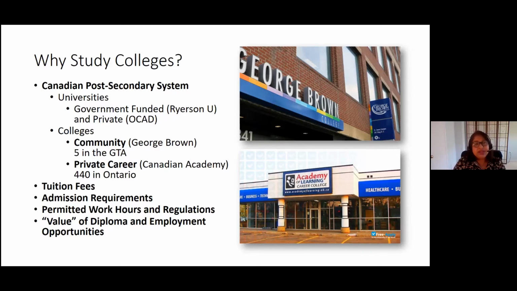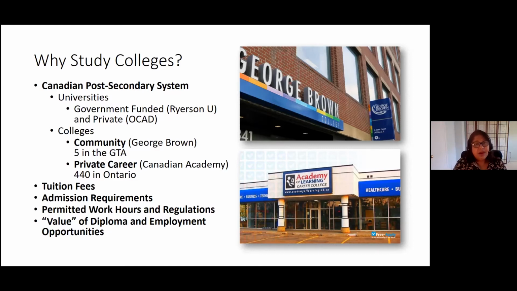Last but not the least, the permitted work hours and regulations. We found that although it is stipulated that you can work 20 hours per week, it is more regulated under the community college system compared to private college systems. So if you know about the truck driver who was caught on the 401 highway coming from Montreal to Toronto, he was going through a truck driving school, and he did not even know that he could not work more than 20 hours.